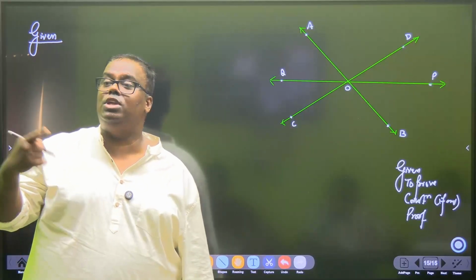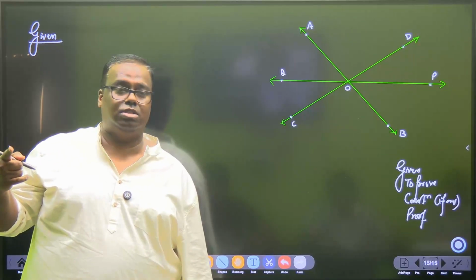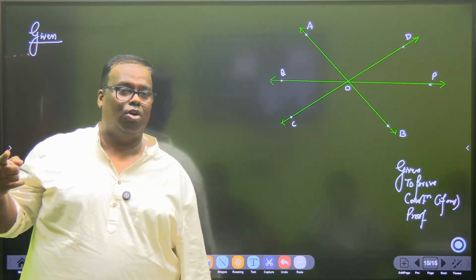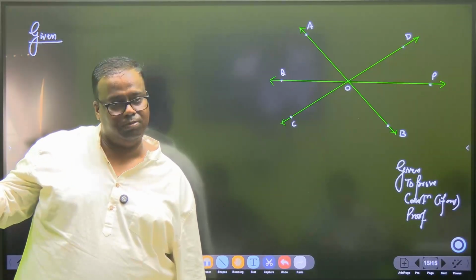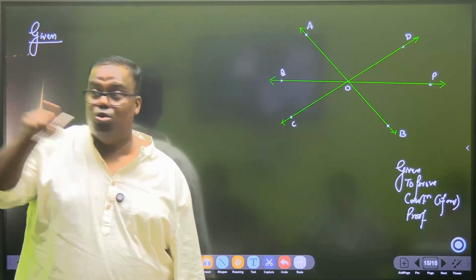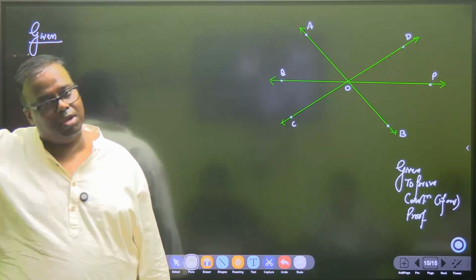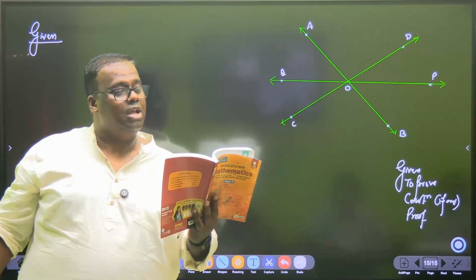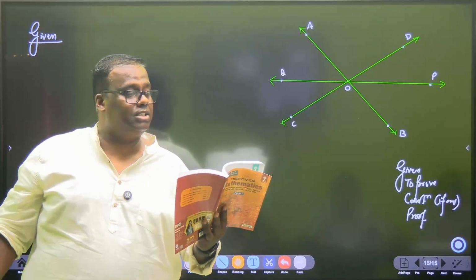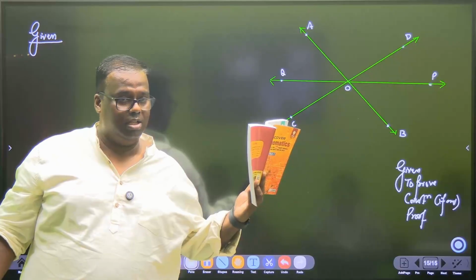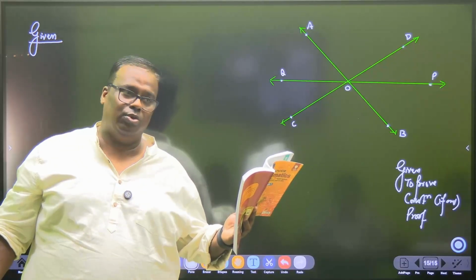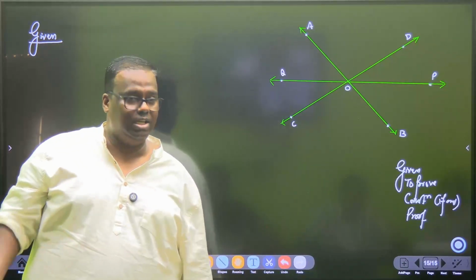Respectively, Monu and Sonu are the 2 sons of Mohan and Sohan respectively. Monu, Sonu, Mohan, Sohan. That means Monu is mapped with Mohan, Sonu is mapped with Sohan. That is important. OP and OQ are respectively the bisectors of angle BOD and angle AOC. So this is an English statement.